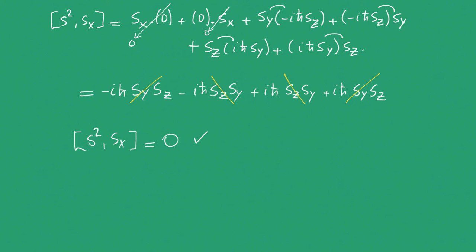I'll leave these two commutators as an exercise, and the answer for them is also 0, which means that S squared is compatible with all three spin components.